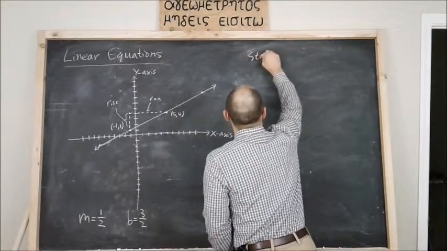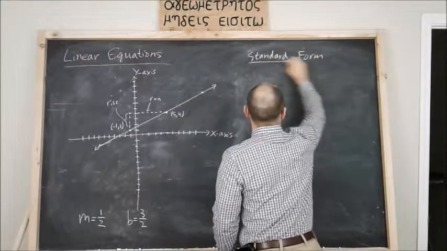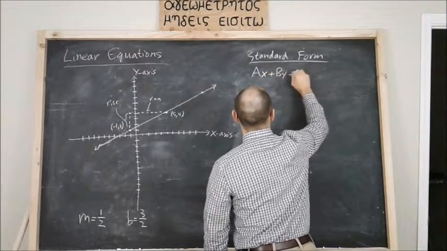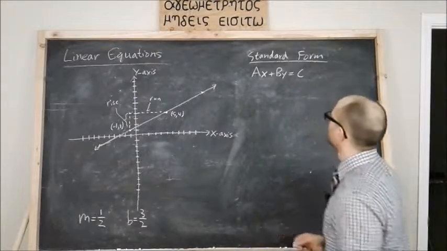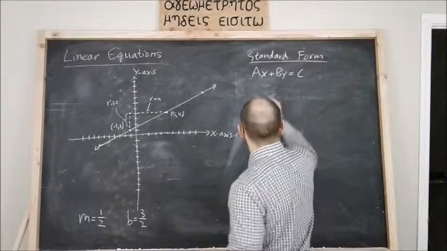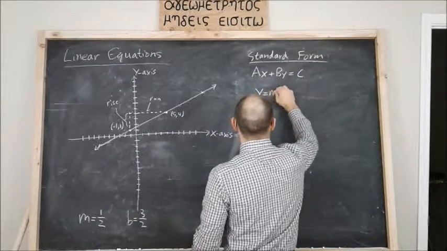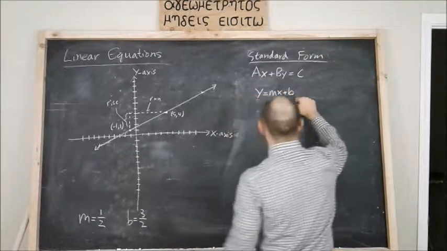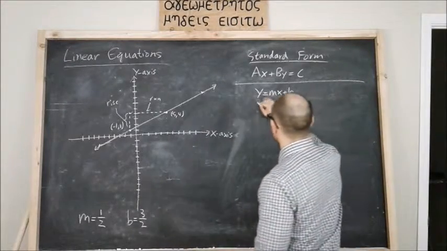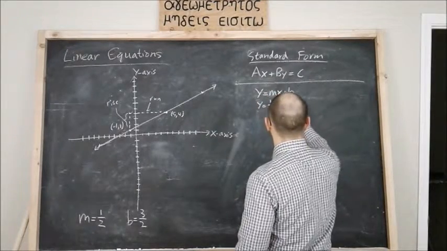Now we're going to talk about standard form. Okay, so you'll see this as ax plus by is equal to c. So we still have x and y. Now I just got to find these guys. So what do we say? m is 1/2, b is 3/2. So y equals mx plus b. Remember, that's our slope-intercept form. So in this case, y is equal to 1/2 x plus 3/2.